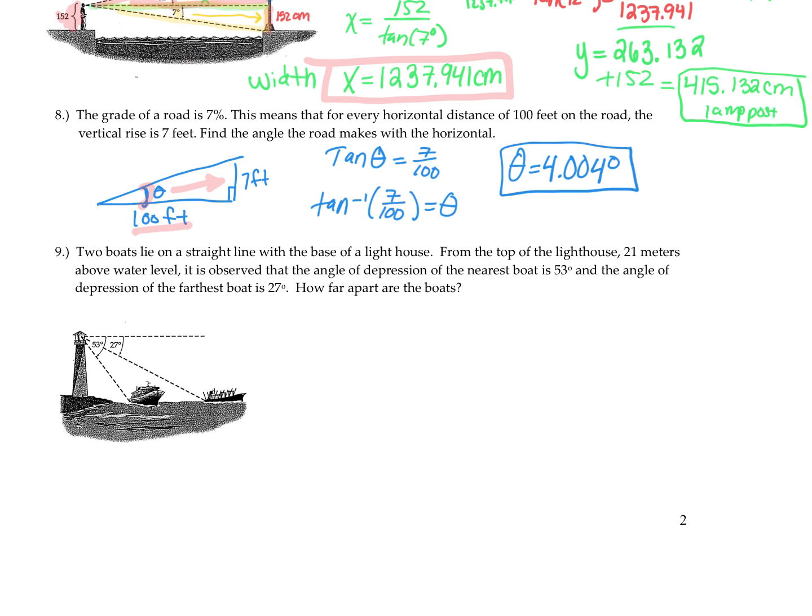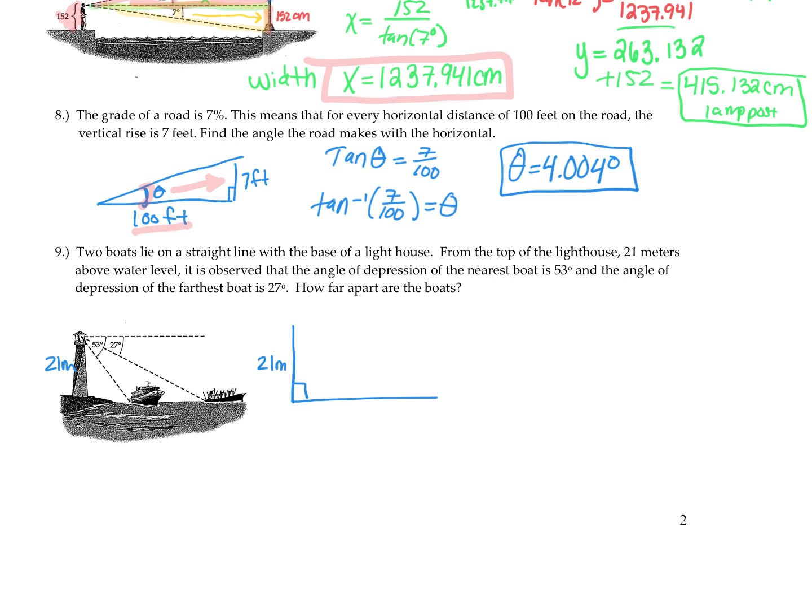All right, our last question says, 2 boats lie on a straight line with the base of a lighthouse. The top of the lighthouse is 21 meters above the water. It is observed that the angle of depression to the nearest boat is 57 degrees, and the angle of depression to the farther boat is 27 degrees. How far apart are the boats? So I'm going to redraw this picture a little bit because it's a little hard to tell. So this is 21 meters.